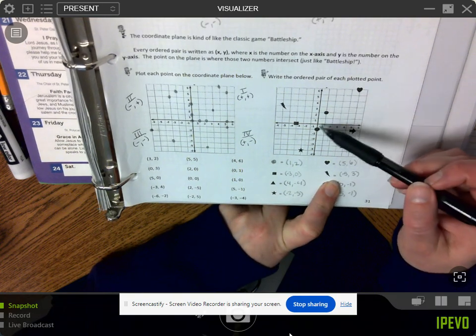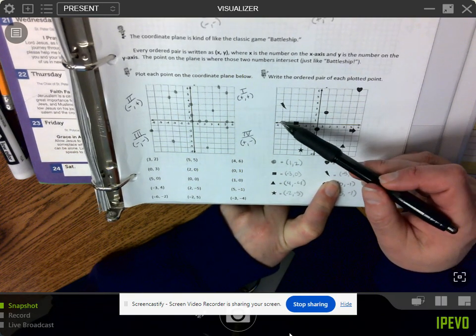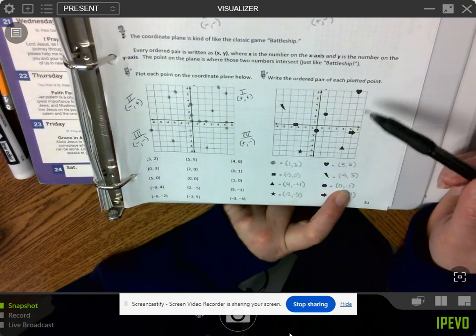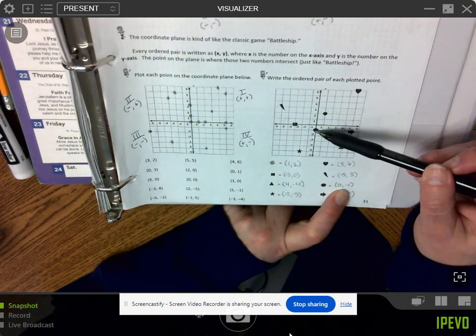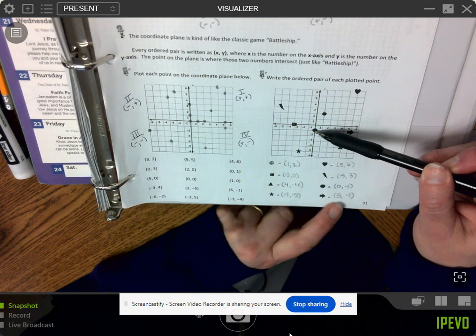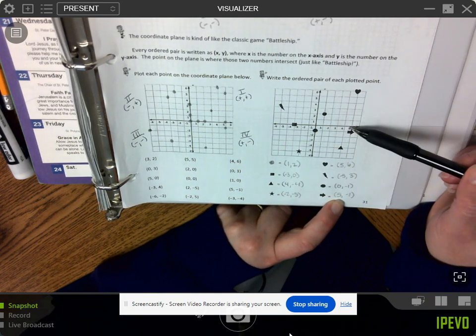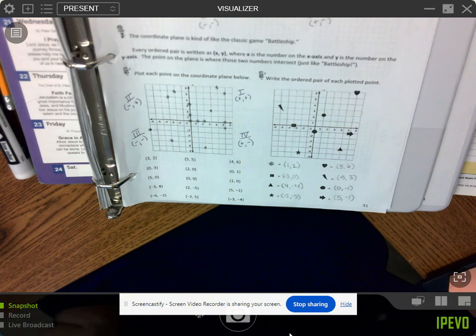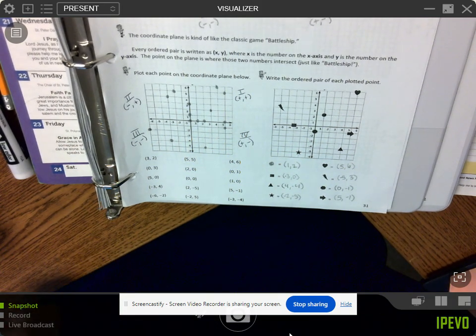For our lightning bolt, we have (-5, +3). For our plus sign, we have (0, -1). And for the arrow, we have (+5, -1). It is important that you have those negatives where we need negatives. It is important that you do the x first and then the y. Always, always, always with an ordered pair, it's x first, then the y.